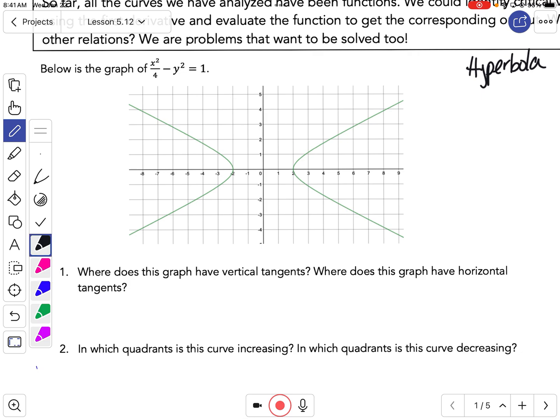All right, so let's talk about this one. So where do we have vertical tangents? What is a vertical tangent? Yeah, it's a vertical line. It's going to touch the curve. All right, so it looks like we've got them at -2 and +2. So vertical tangents.